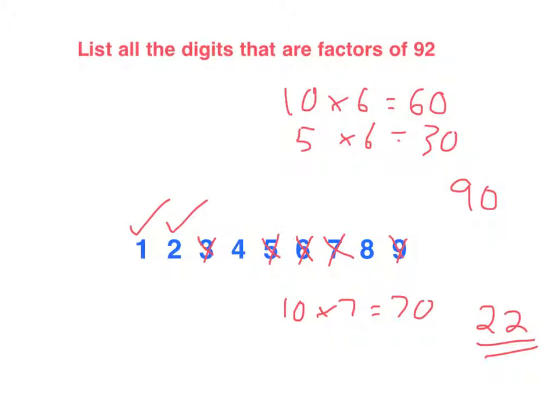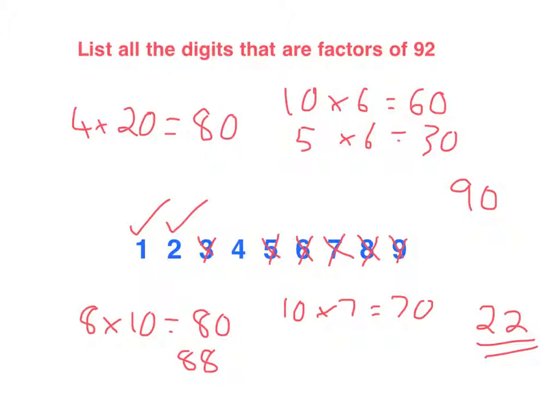In the same way, I could think, well, 8 times 10 is 80, and then I could count up, 88 would be the next number of the sequence, and of course 92 wouldn't be, so I can count 8 off as well. But then if we have a look at 4, well, I know that 4 times 10 is 40, so 4 times 20 will be 80, and then the difference between 80 and 92 is 12, which is actually 4 times 3, and so 4 will be another one that is a factor of 92.